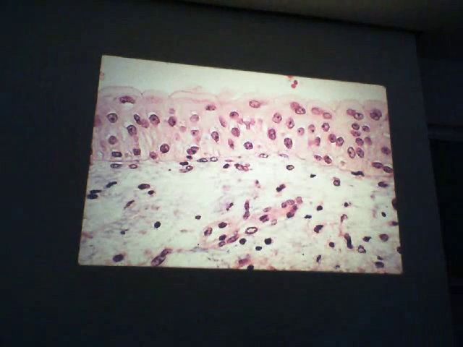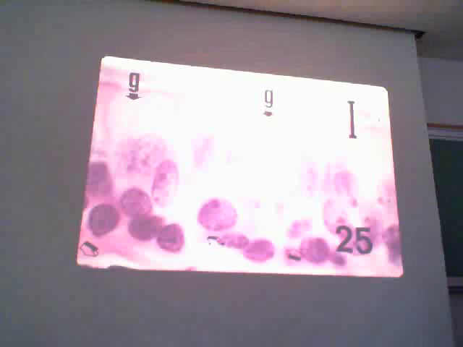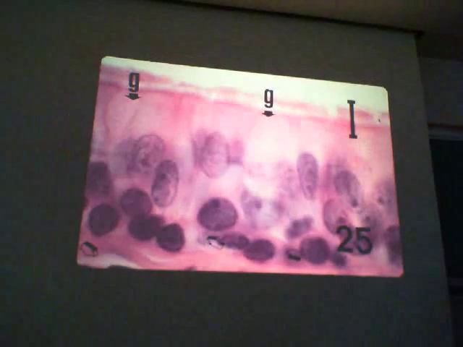There's that ciliated border. And how about this tissue? Transitional epithelium. Let's go back a couple slides. What's this cell we see right there? Goblet cell. Okay, and more cilia up there. Let's go on to the next slide.